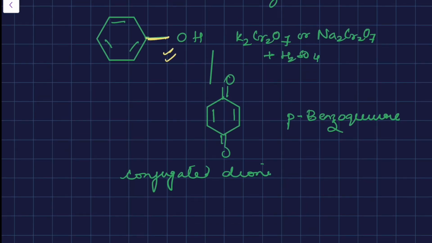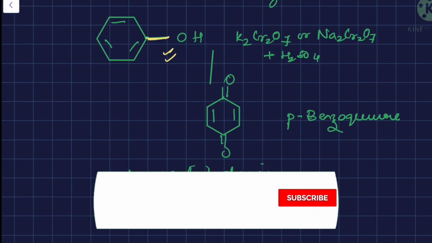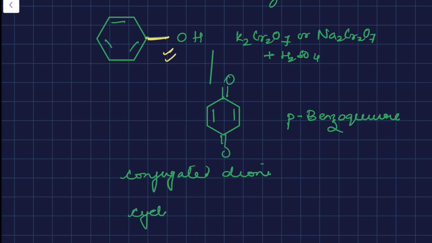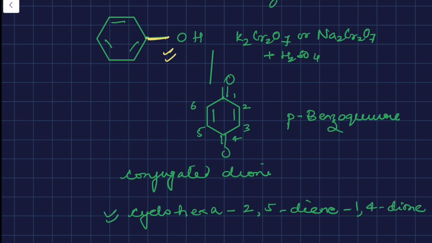If you wish, you can work out the IUPAC name of this. So this is one position, this is the second position, cyclohexa, let me put the positions, 2,5-diene, 1,4-dione. So that will be the IUPAC name. So this is the last reaction for phenol.